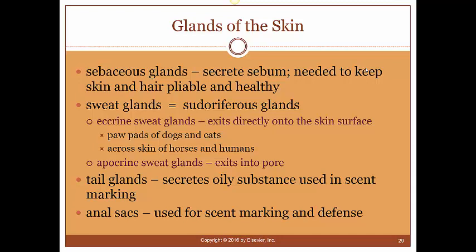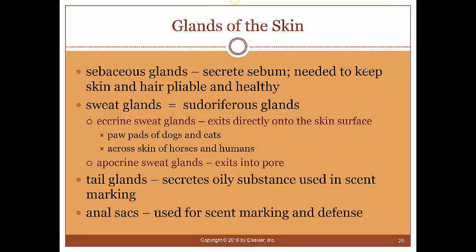Sweat glands, known as sudoriferous glands. We have two different types. We have the eccrine sweat gland, and these do not empty into a pore, but onto the skin directly. We find them in the paw pads of dogs and cats, and then across the skin of horses and humans. And so this is what gives the liquid portion of profuse sweating, where you end up getting really wet across the surface of the skin.